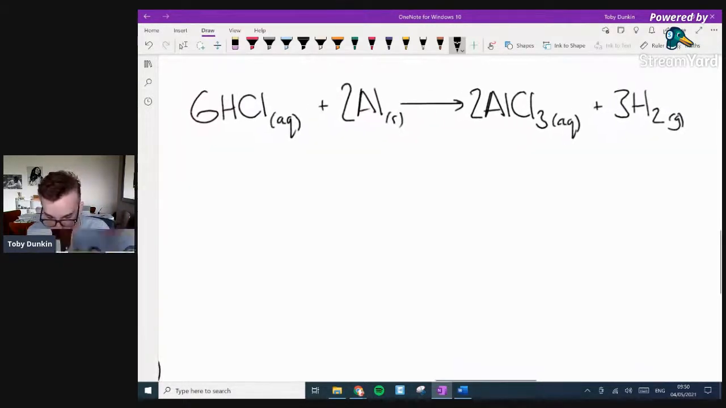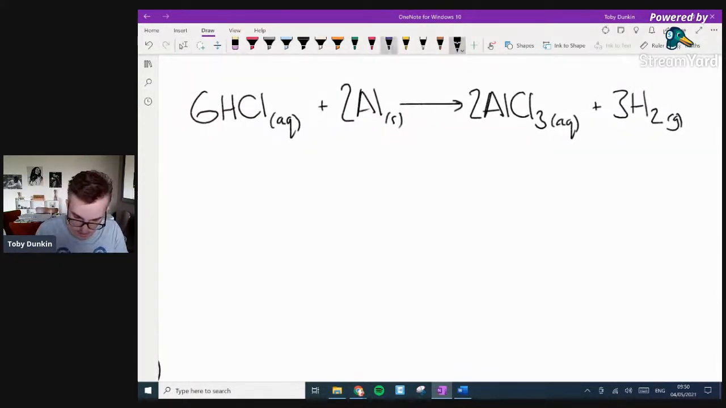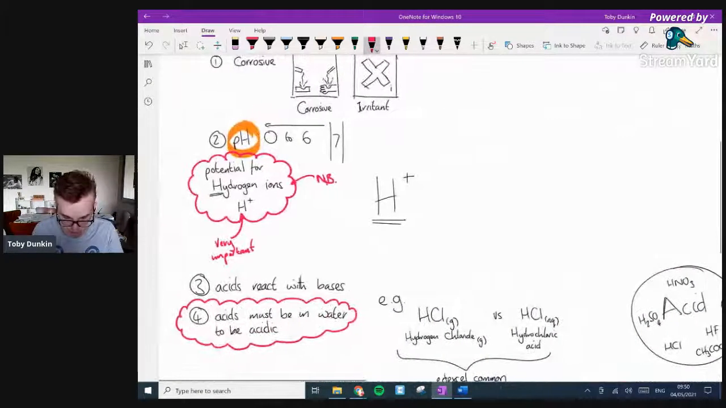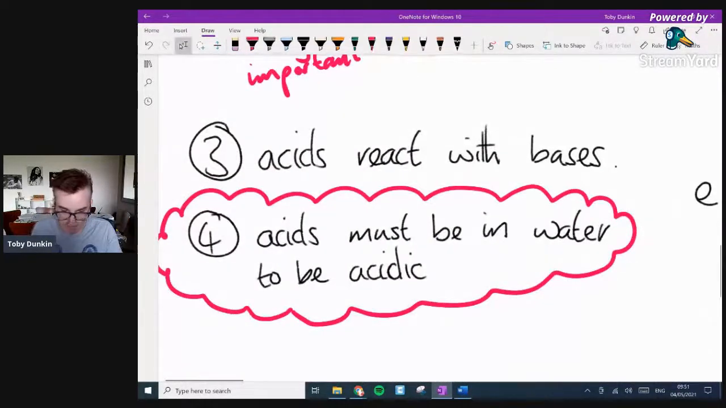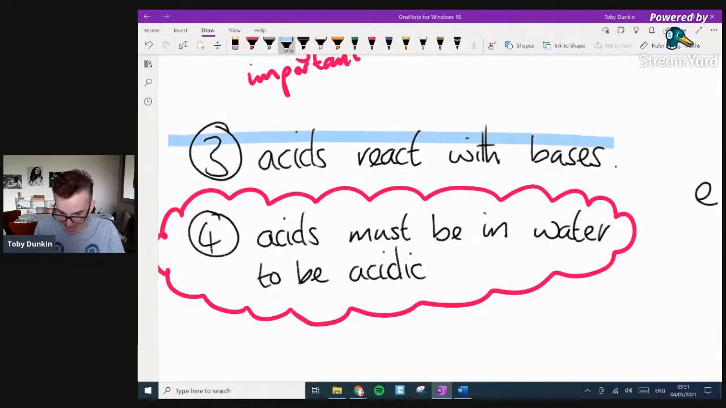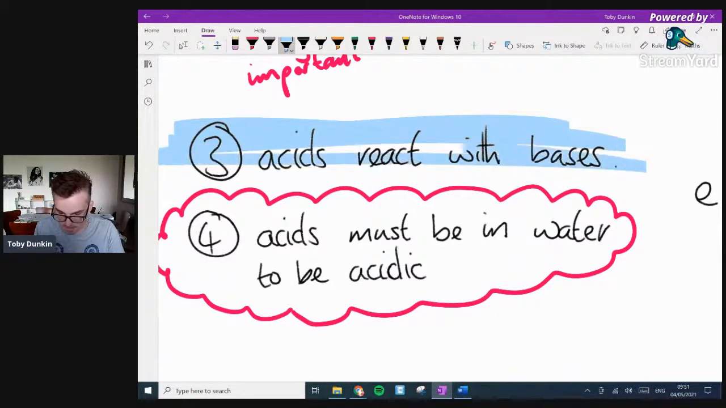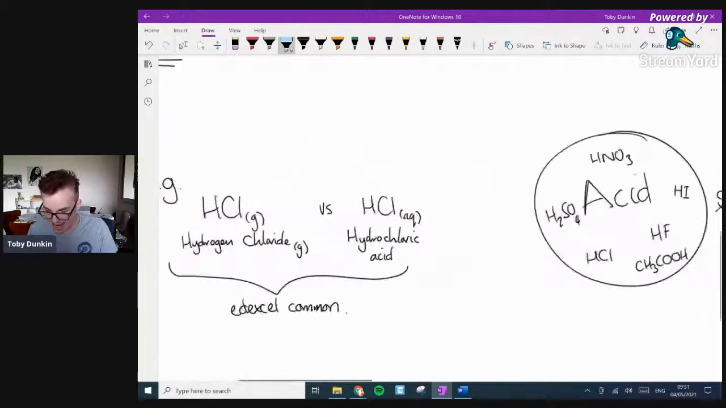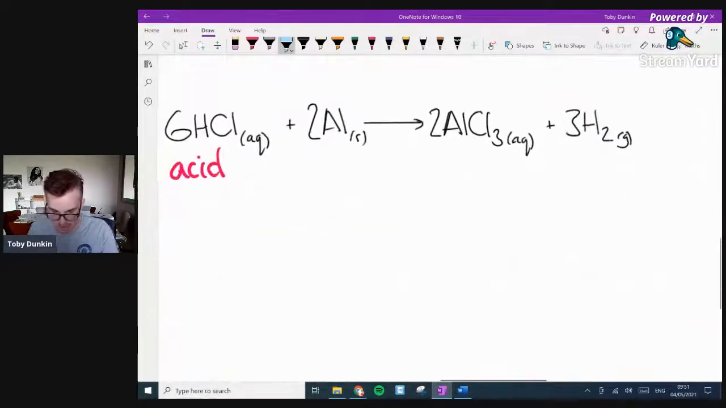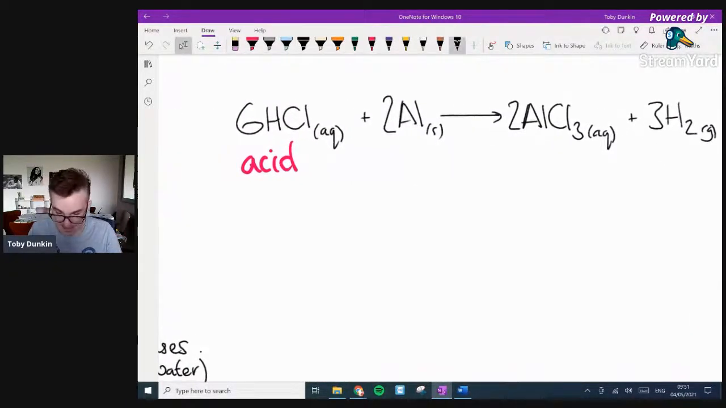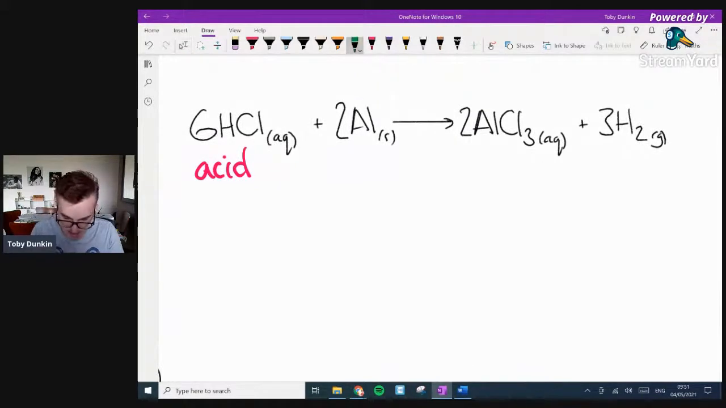So, Zyna, you would agree that because this one here is the acid, and property number 3 states an acid will react with a base, if this reaction happens, which it does, what that tells us is that the aluminium must be the base. Yeah, this is the base. Aluminium is a base. Zyna, are you okay with this?